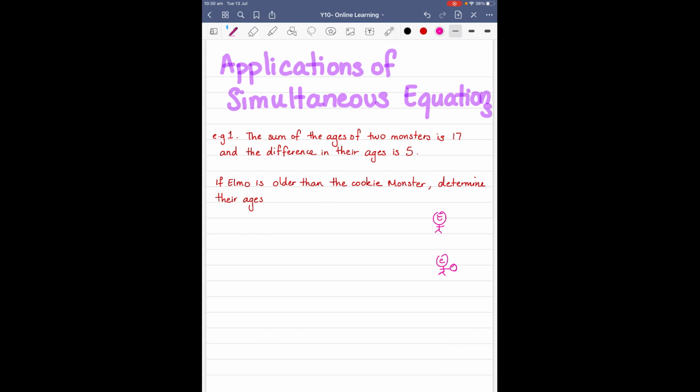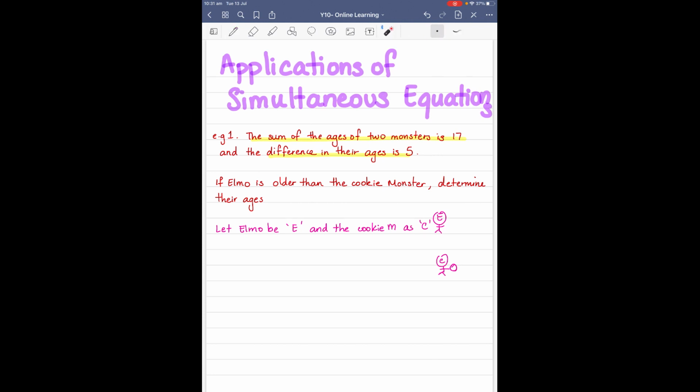The sum of the ages of the two monsters is 17. That's the first bit of info that they give you, so we're going to highlight that. And the difference in their ages is 5. That's the second bit of info. Now, we let Elmo be E. You always have to write this sentence, okay? So let Elmo be the letter E, just so whoever's reading this understands that Elmo is E. And the Cookie Monster, okay, as C.